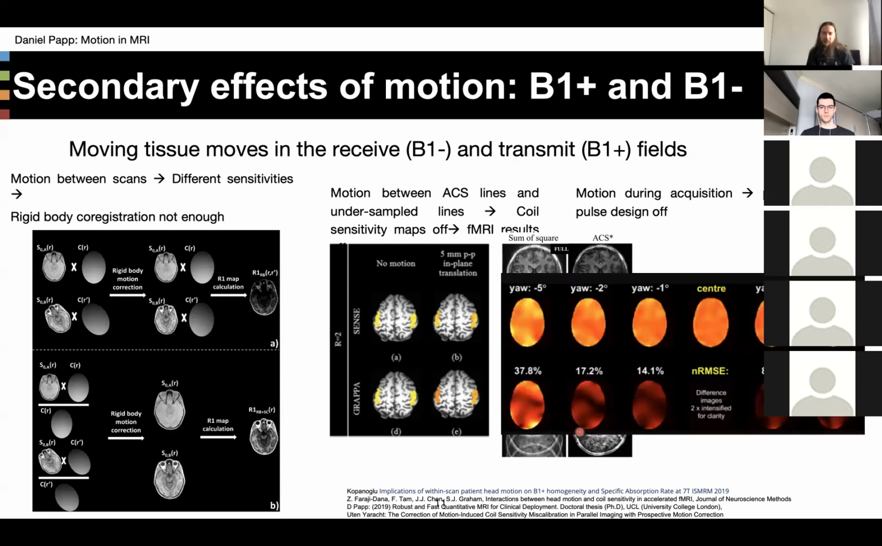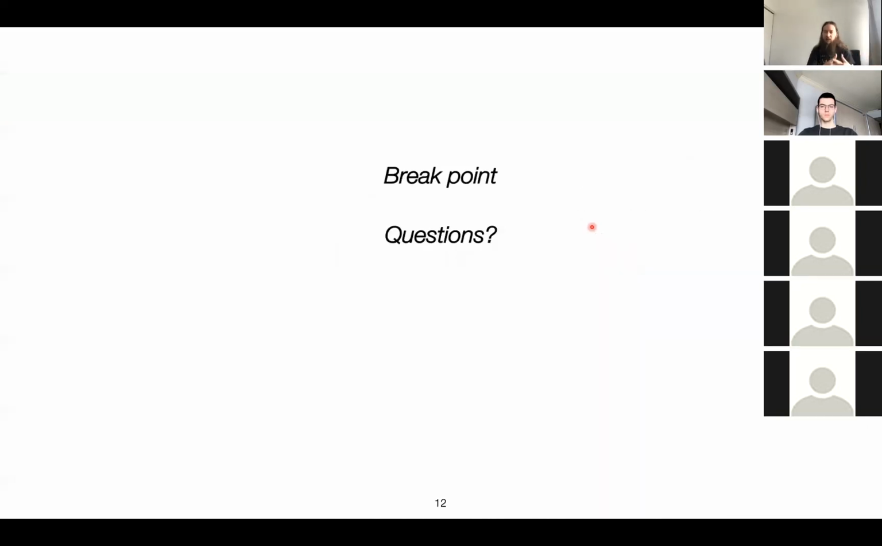And lastly, for transmitter fields, this is more important for PTX, which is that you can have your nice pulse design on PTX that makes everything as good as you want it to be, and then the person's head moves, and then your PTX pulse design isn't ideal anymore. And the higher your, in this case, your motion is, the worse your PTX pulse design is for that case. So these are the primary and secondary effects of motion.